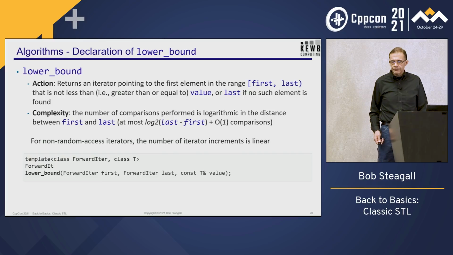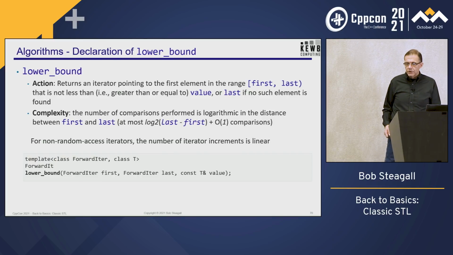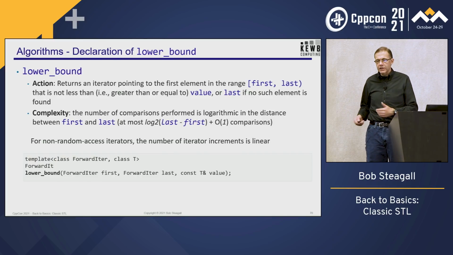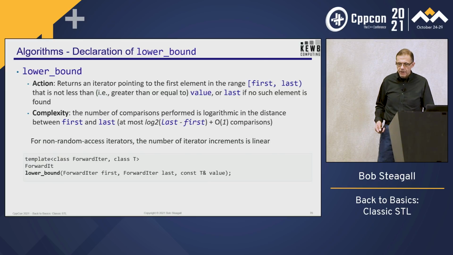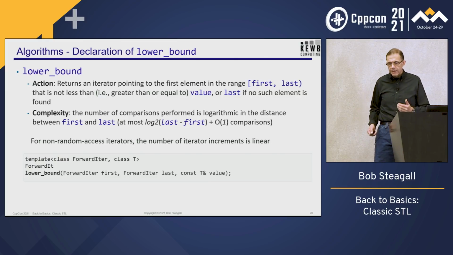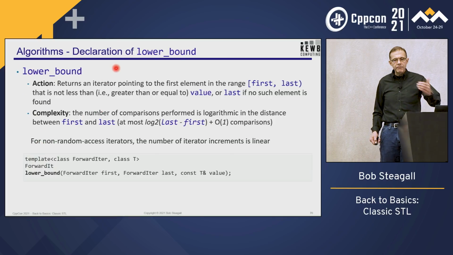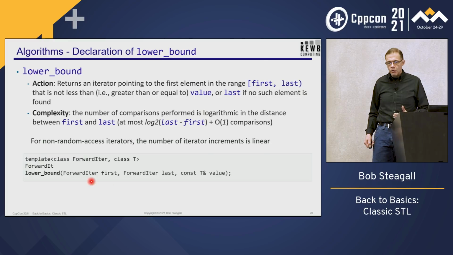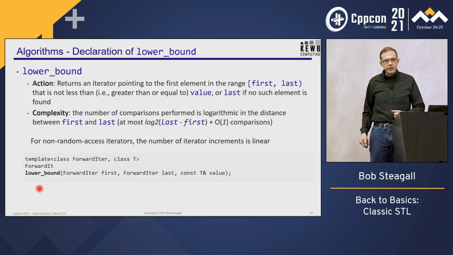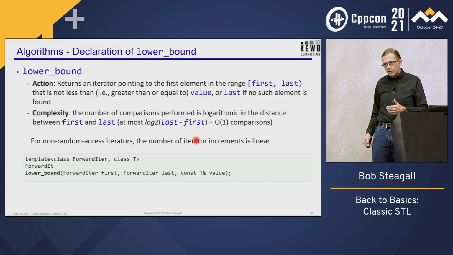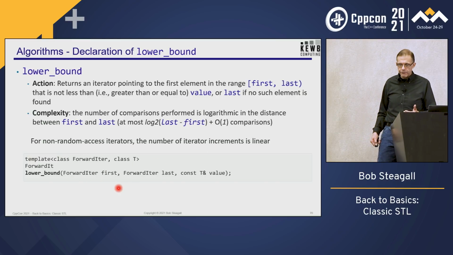Here's lower bound. Lower bound returns an iterator pointing to the first element in some range that's not less than some value that you're comparing it to. And I thought this was interesting because it's doing searching, it's doing binary searching, but it actually works with forward iterators. And you would think to do binary searching, you would want to have random access iterators, but no, you can write it in terms of forward iterators.